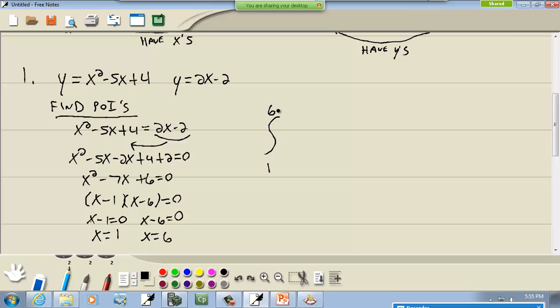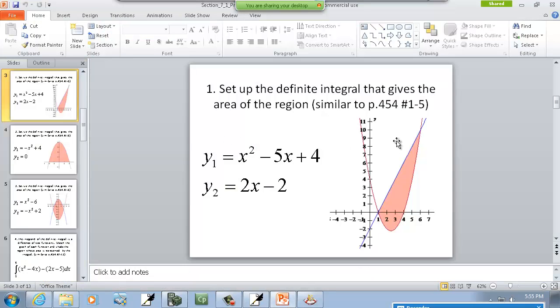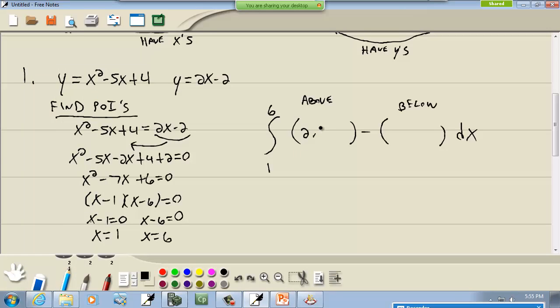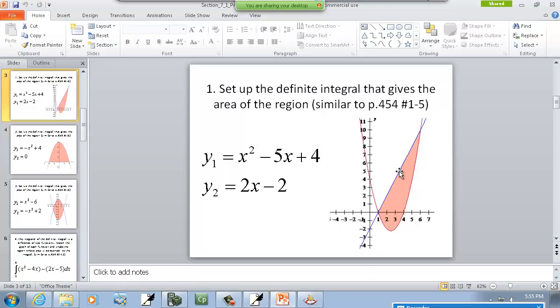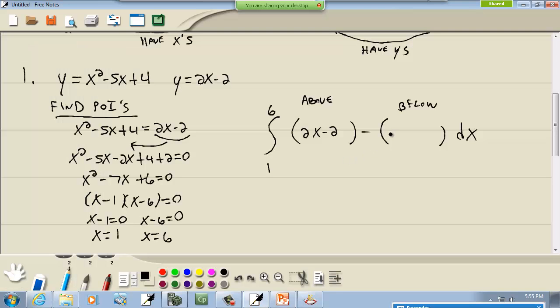Now, specifically, these have x's and these are in terms of x's, so this is type 1. So we want our graph that's above minus our graph that's below, and then dx. Well, the graph that's above from our picture is that blue line, which is the 2x minus 2. And then if I look at any individual point, the graph that's right below it is the red, which is the x squared minus 5x plus 4.